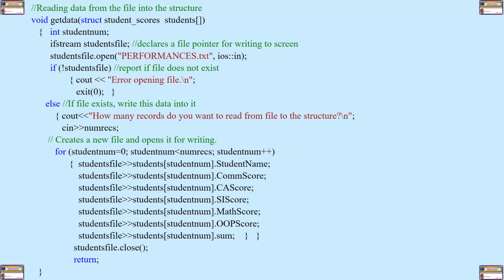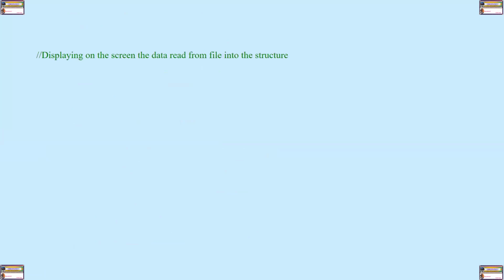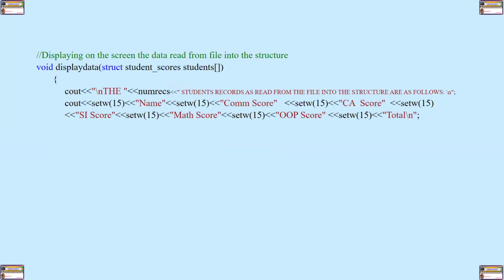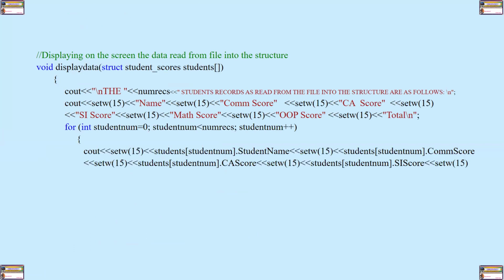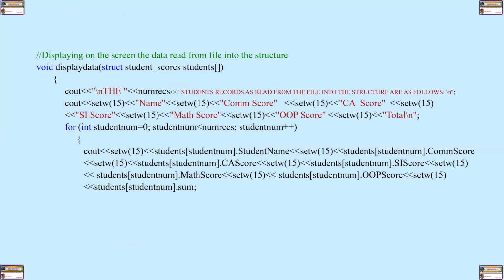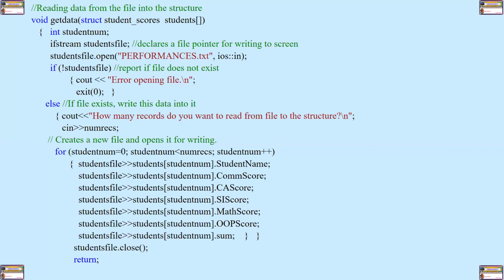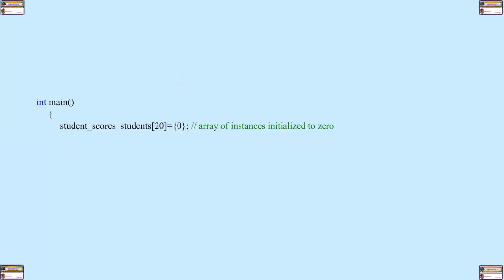And then this other function. Once the reading is done, the file is closed and control is taken back to the main program, which then invokes the function for displaying the data. What this function is doing is reading from the structure and displaying on the screen. Once that function is completed, control is taken back to the main function, then back to the operating system, and the program will end.